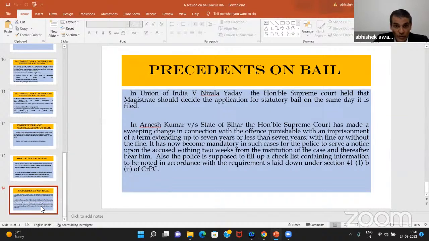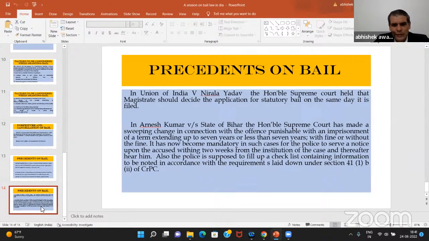He has to be given a notice by the police. The police will ask him to appear before them. Thereafter, after hearing the accused, the police will decide what to do, whether to arrest him or not to arrest him. Also, they have now been provided with a checklist. The checklist is the requirement under Section 41(1)(b)(ii) of CrPC.